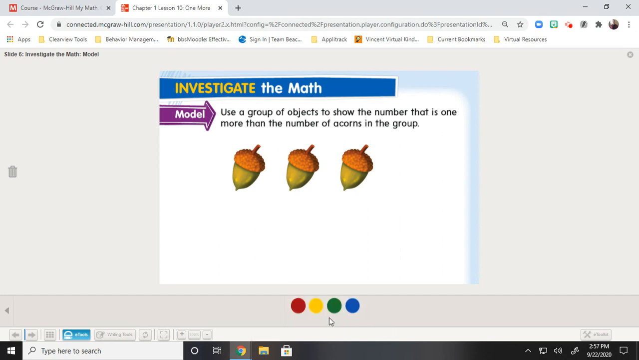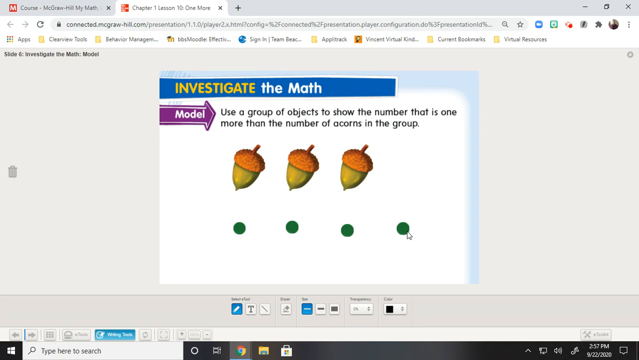I'm going to pick some counters, and I'm going to use some green ones. So 1, 2, 3. So now this is the same as or equal to the group of acorns. But what we are learning to do is add one more. So I'm going to put one more into our group here. So now I'm going to count 1, 2, 3, 4.